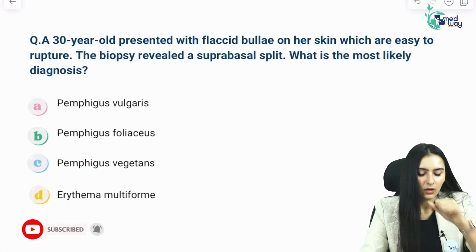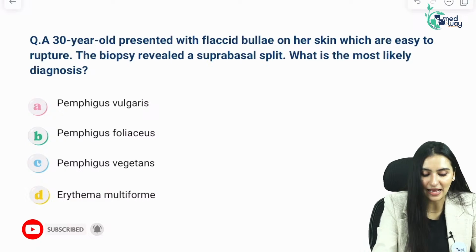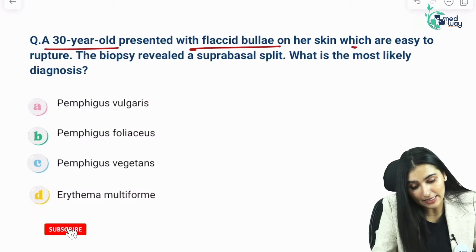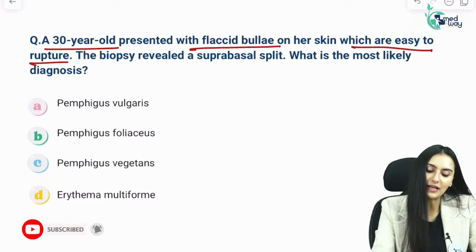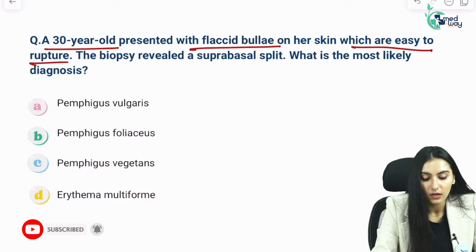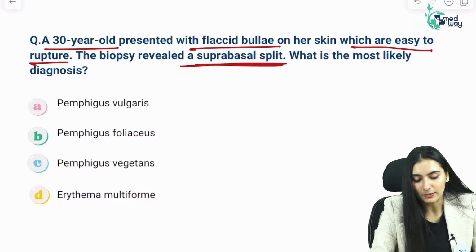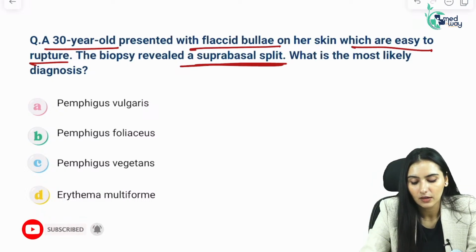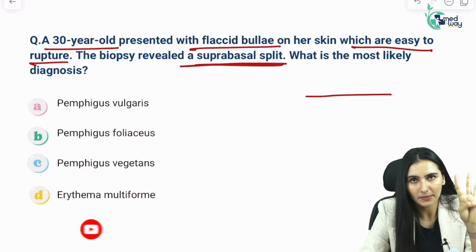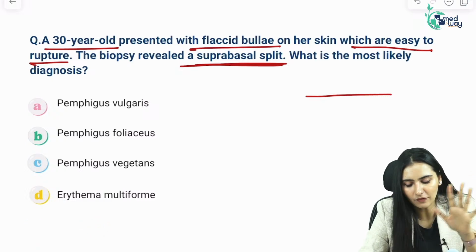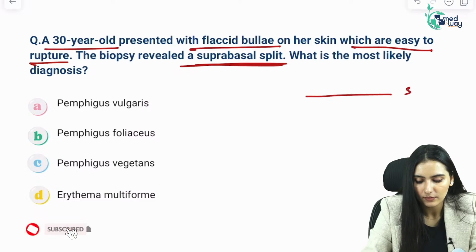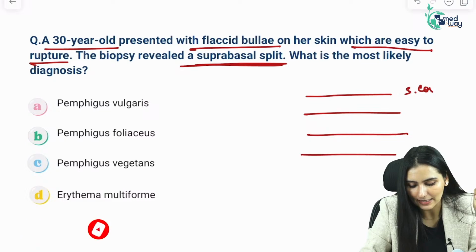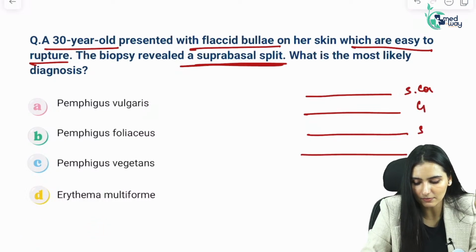A 30-year-old presented with a flaccid bulla. It's an adult with flaccid bullae on her skin, which are easy to rupture. Okay. The biopsy reveals a suprabasal split. What is the most likely diagnosis? Alright. See, this is your skin, has mainly 4 layers, on palms and soles 5 layers, but mainly 4 layers. Stratum corneum, granulosum, spinosum, basalis.